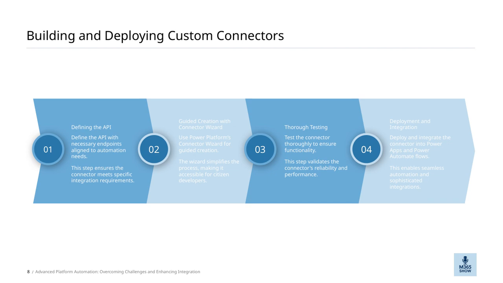Finally, we deploy and integrate the connector into Power Apps and Power Automate flows. This seamless integration enables us to automate complex processes and create sophisticated solutions across our platforms. In essence, defining the API, using guided creation, testing thoroughly, and deploying effectively are all key to leveraging custom connectors for more powerful automation. This connects directly to our overall goal of enhancing integration capabilities and overcoming automation challenges.